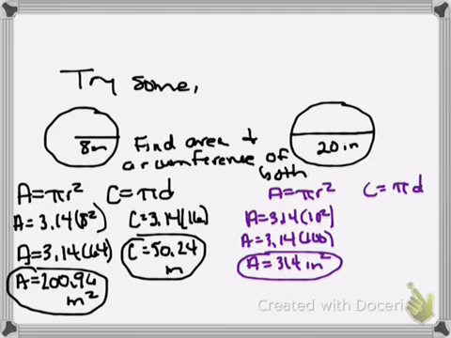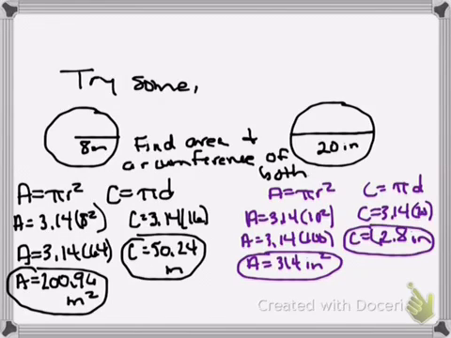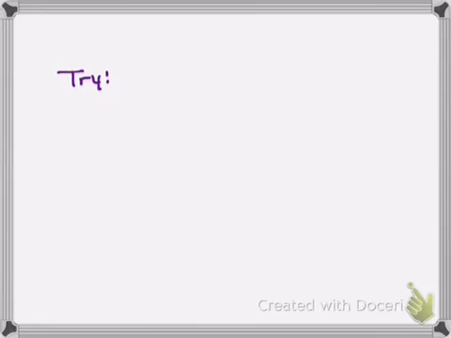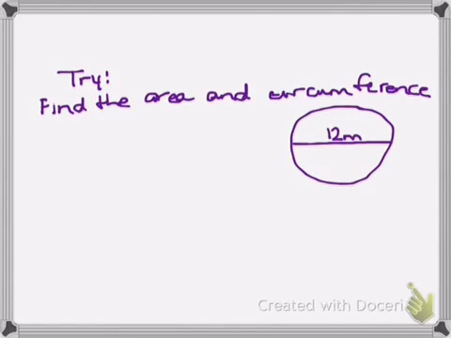Now for the circumference, this one's a little easier because the circumference needs the diameter, and that's what they've supplied you in this circle. So the circumference is pi, 3.14, times 20. 3.14 times 20 is 62 and 8/10 inches. Alright, watch that as many times as you need to, and then on the next page I want you to try one more. If I give you a circle, can you find the area and circumference of this circle?